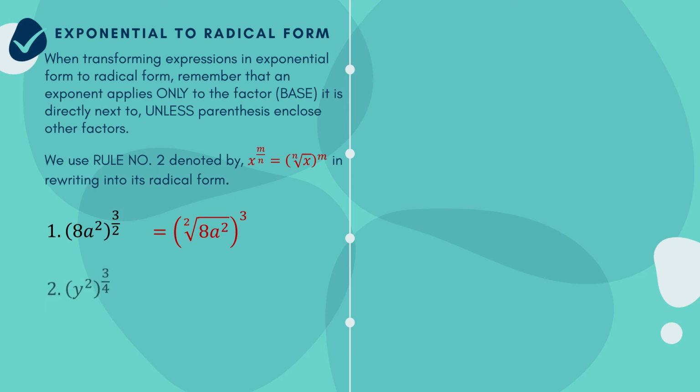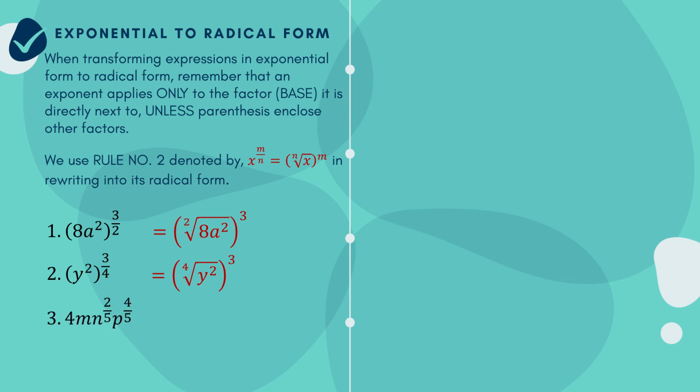So it's easy. Example number 2. The base is y square raised to exponent 3/4. Inside the radical symbol is obviously y square. Then the index is 4, since our denominator is 4. The exponent is 3 since our numerator is 3. That simple.